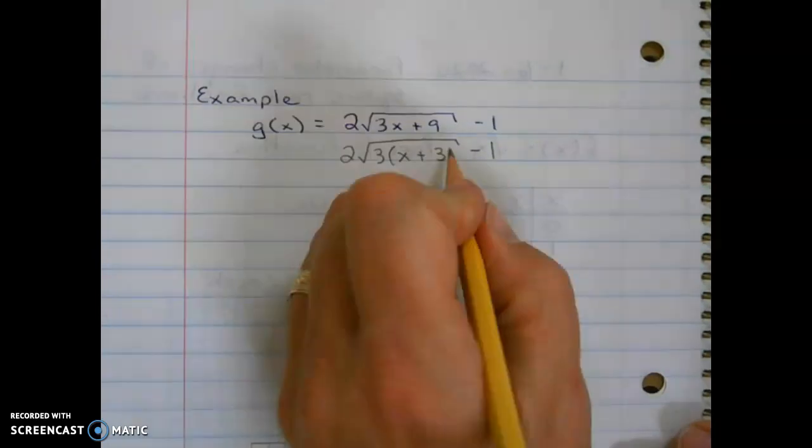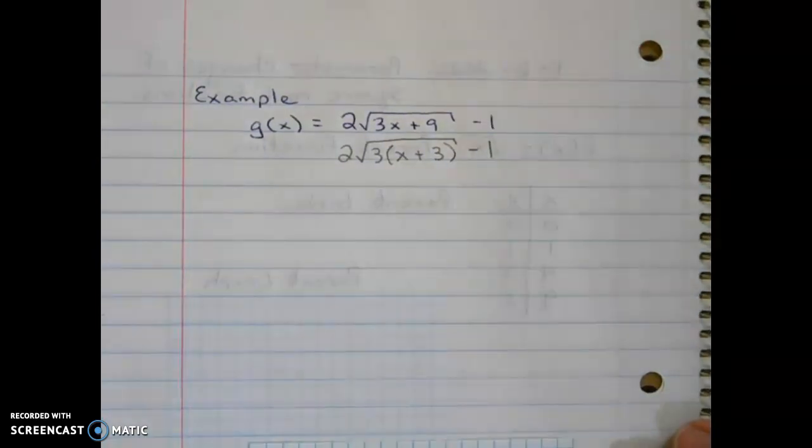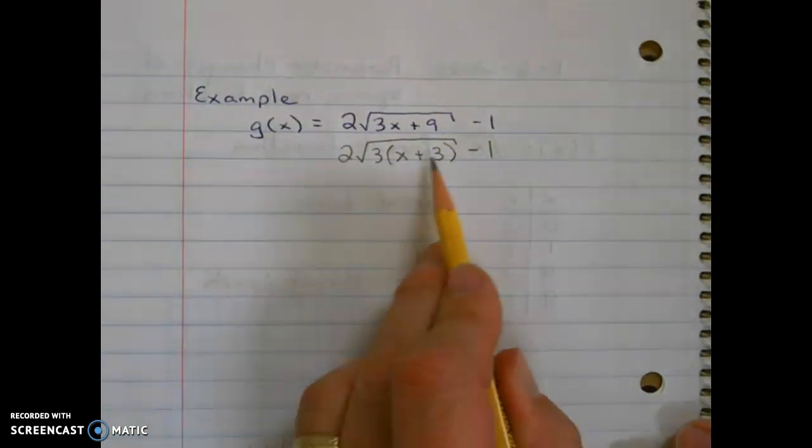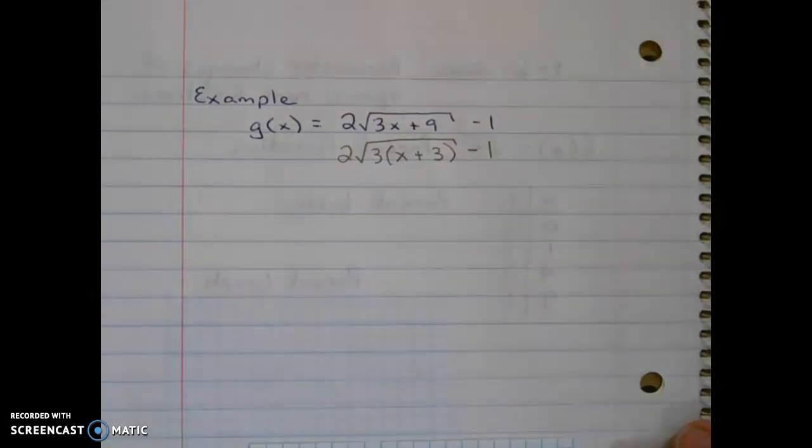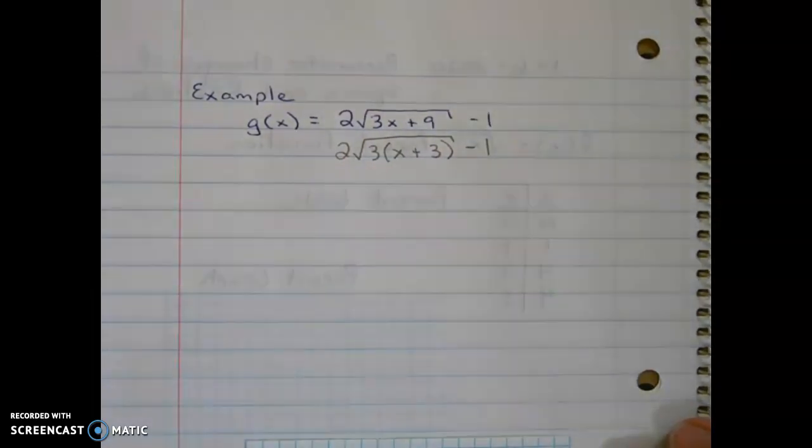There. Now we have an A, a B, an H, and a K. Now will you always have all of them? No. But I just want you to see that it's possible.